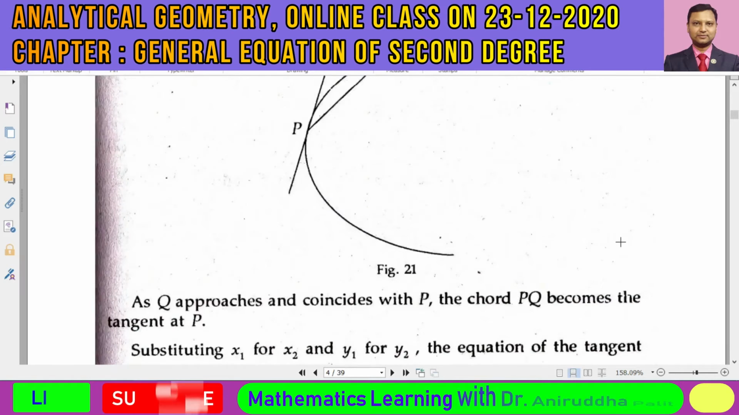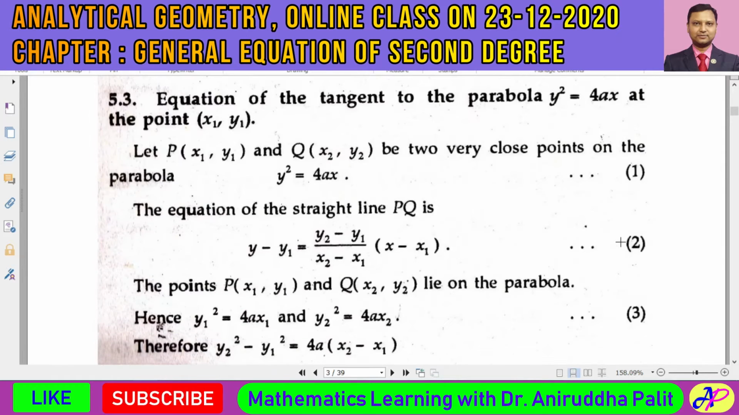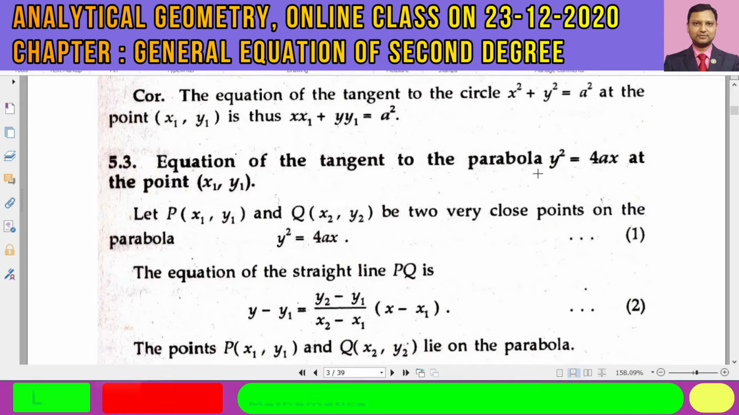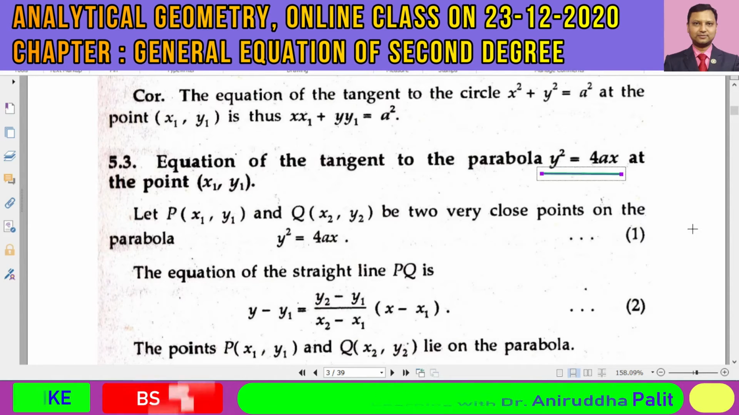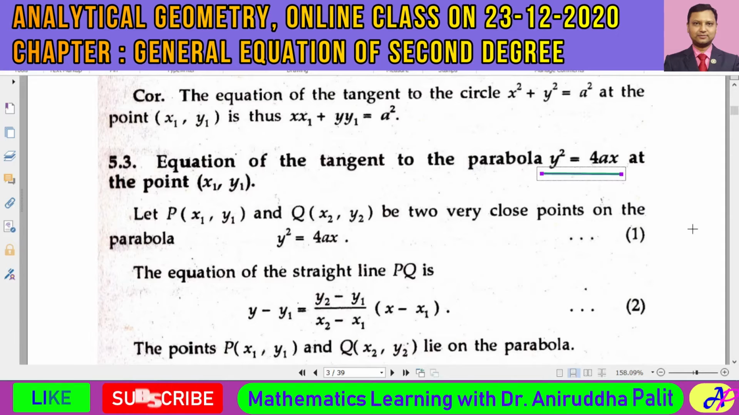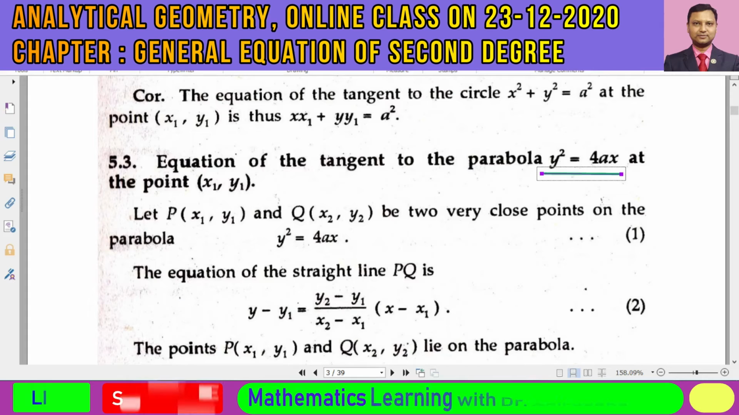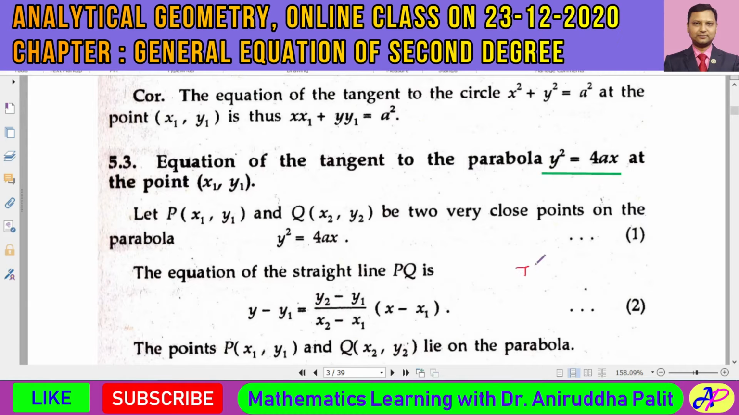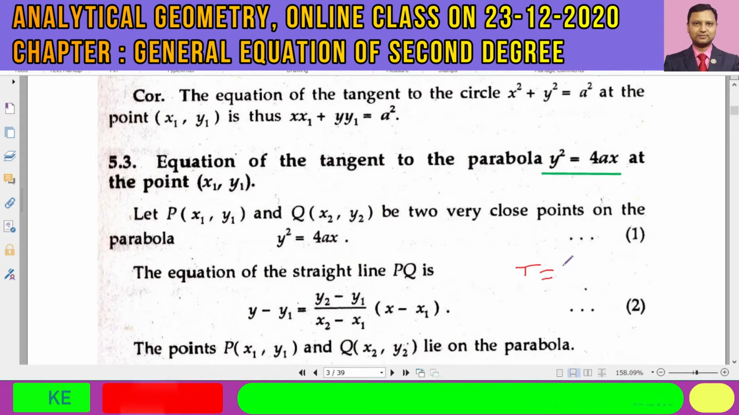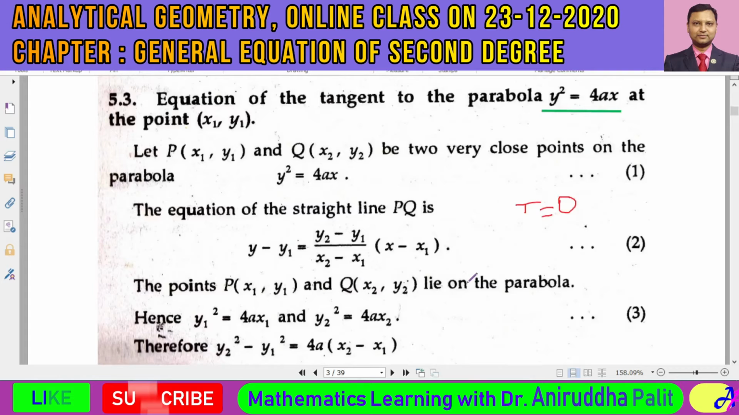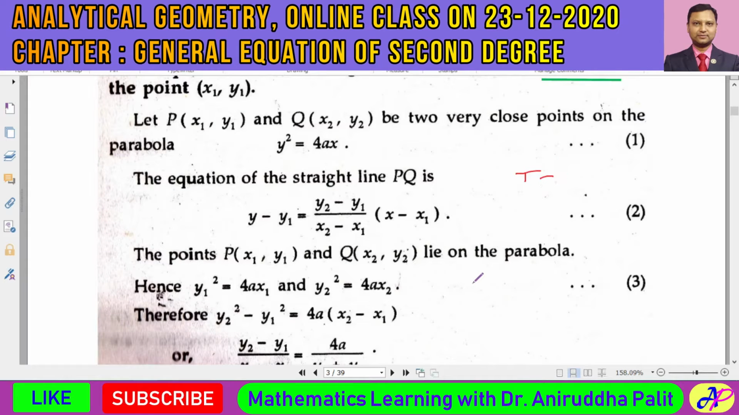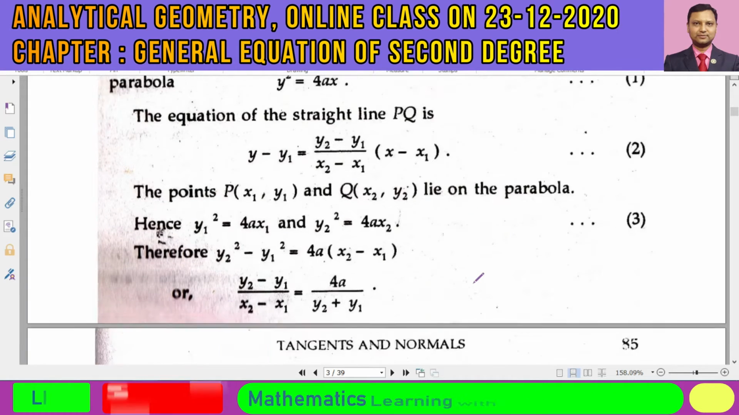Over here, we know the equation of the parabola y squared equals 4x, and we know that the tangent to this kind of equation can be written by the formula T equals 0 at any point on that curve. So if we apply that formula over here, you will get the equation of the tangent.